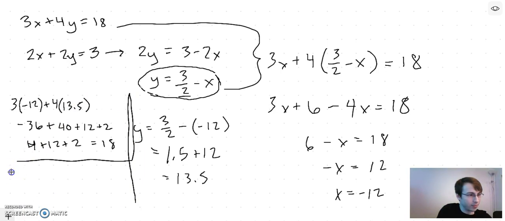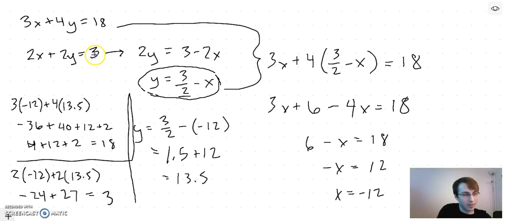And then 2x, 2 times negative 12 plus 2 times 13.5 is negative 24 plus 27. That's 3. Okay, cool, that matches up also. So then we know we did it right. So that's our final answer. You can write it as an ordered pair, negative 12, 13.5.